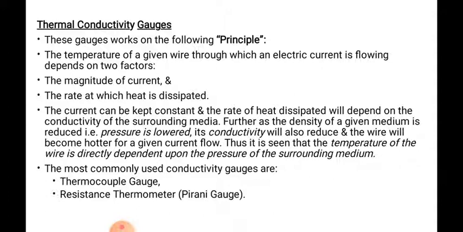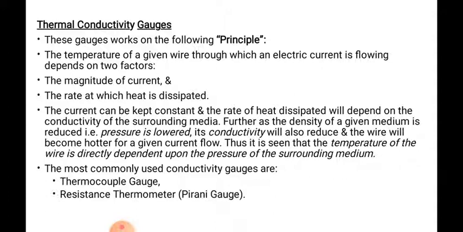Means suppose we are interested to find out the temperature of a wire through which the electric current is flowing. In that case, how the temperature varies depends upon how much current is flowing through the wire, and at what rate the heat is dissipated to the atmosphere. On these two parameters the thermal conductivity of a gas or temperature of a wire can be measured.